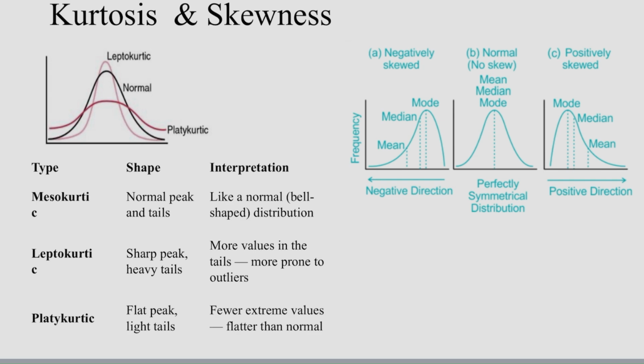Now in another diagram, we have negatively skewed and positively skewed. Towards the left, whenever there is a heavy tail, that is negatively skewed. On the right, if there is a heavy tail, that is positively skewed. And normal is where you don't see an asymmetric distribution. It is a perfectly symmetric distribution of data, which is what we call no skew.